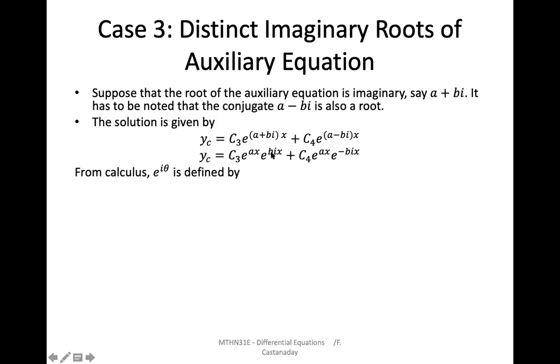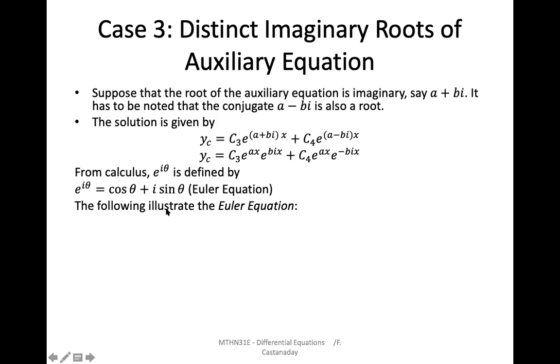Okay, so before we simplify this, let me present the Euler equation, because we are going to use this in our derivation to simplify this solution further. Now, e raised to i theta, an exponential function containing an imaginary unit, is equal to cosine theta plus i sine of theta. We call this the Euler equation. Again, any exponential function containing an imaginary unit i is equal to cosine theta plus i sine theta, where theta may be in radian measure or degree measure, but most of the time we represent theta in radian measure.